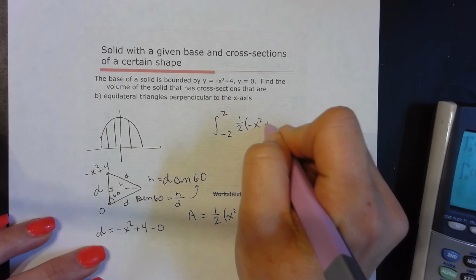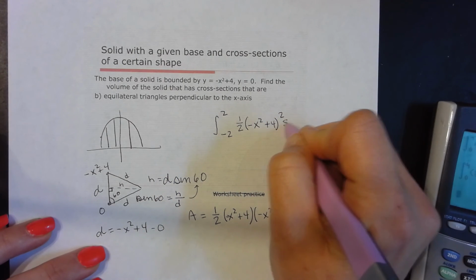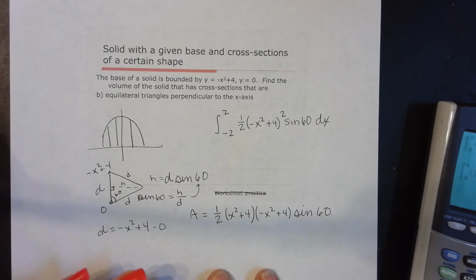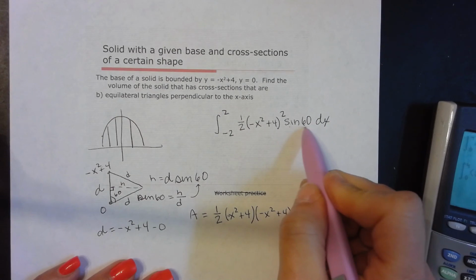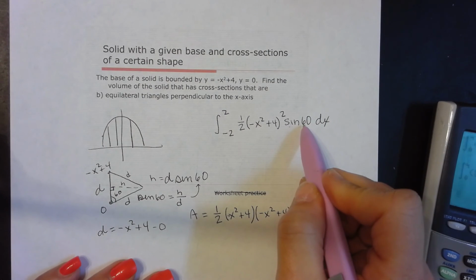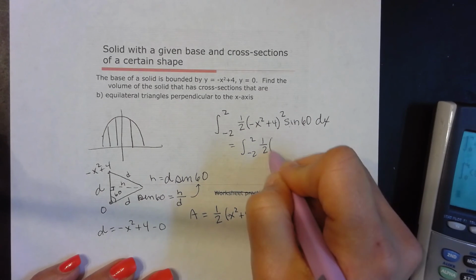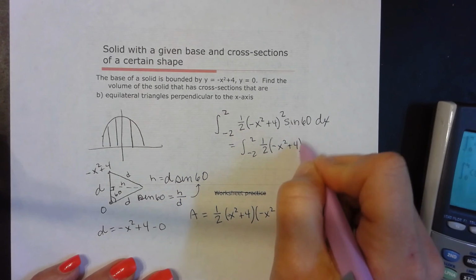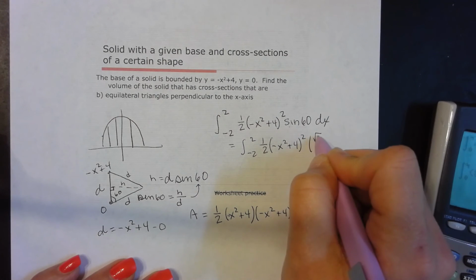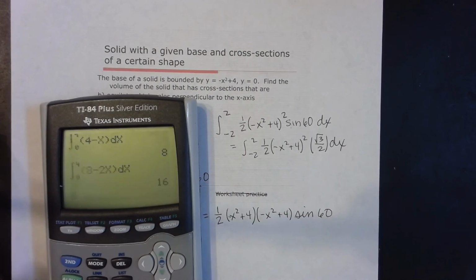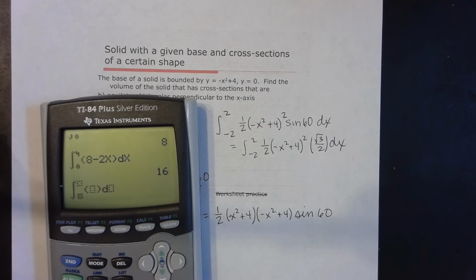Now, if you're going to let the calculator do it for you, you need to be in degrees, because this is 60 degrees, or you can just remember from your unit circle that the sine of 60 is the square root of 3 over 2. Okay, so we put this in our calculator, Math 9. We're going to go from -2 to 2, and then we're going to put in that negative x squared plus 4, square that.